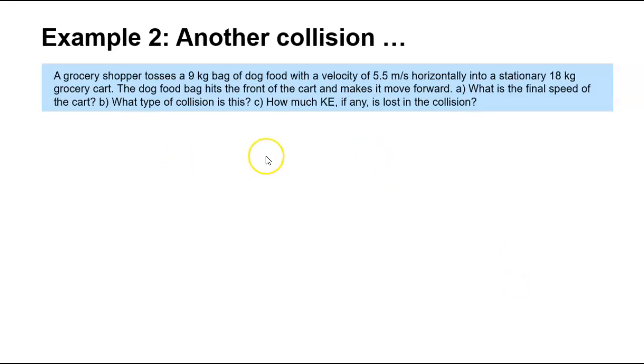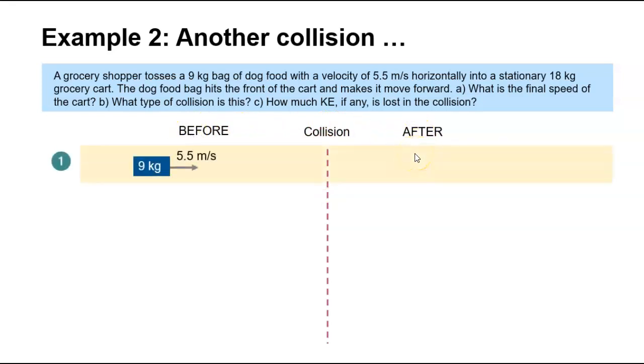So again, we're going to approach the problem solving by marking our collision and paying attention to what we had before and what we had after. So we have a grocery shopper who tosses a 9-kilogram bag of dog food with a velocity of 5.5 horizontally, there's my x-axis, into a shopping cart. So I toss the bag, it, quote, lands in the cart. That's the collision, landing in the cart.